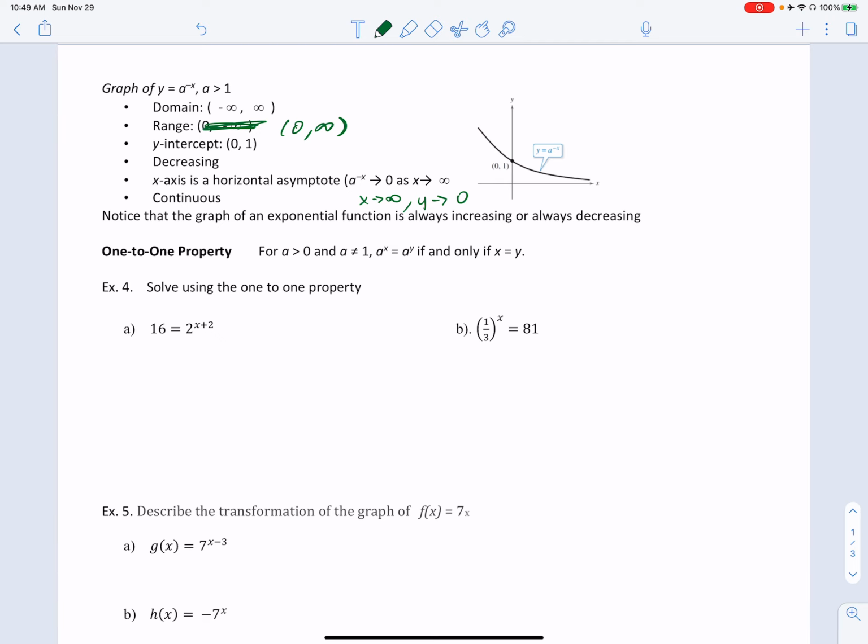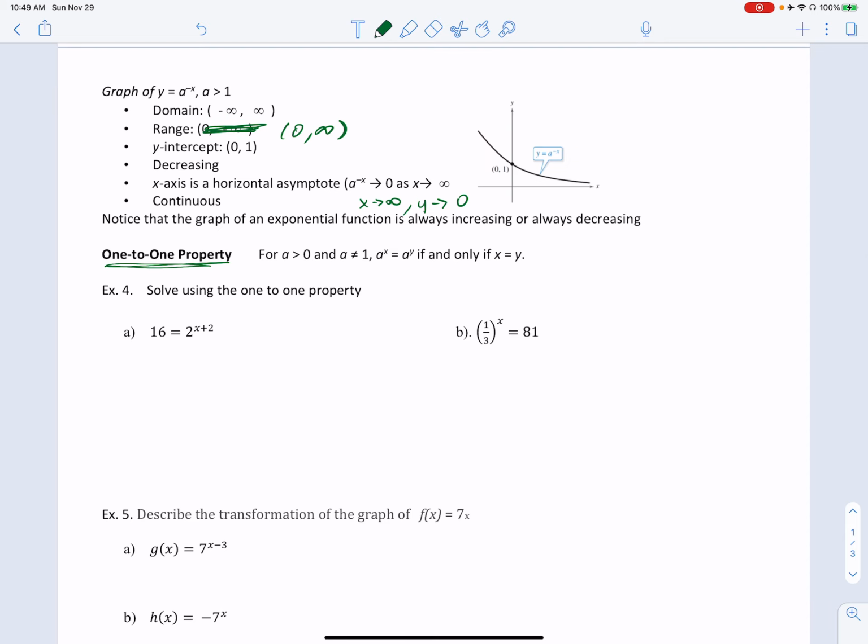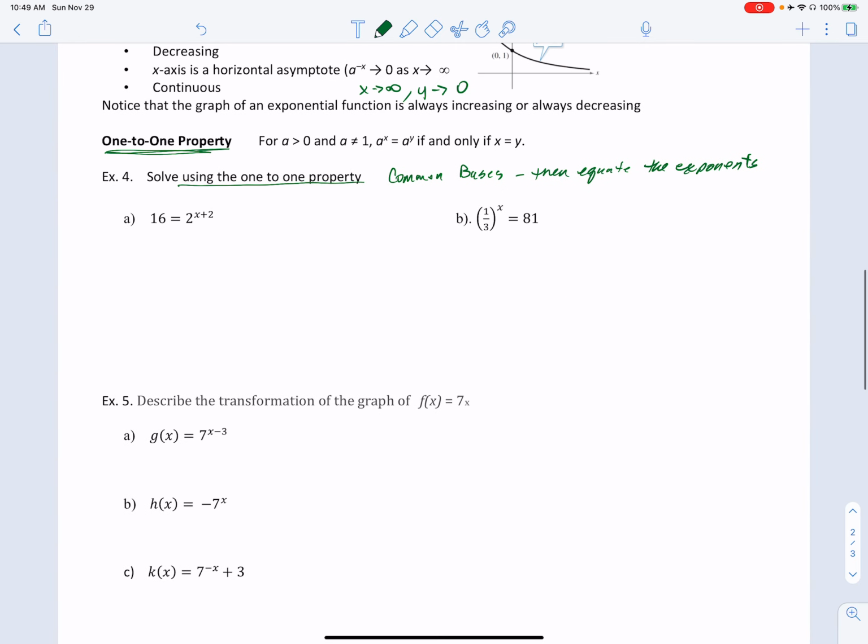All right, so now we have this one-to-one property. And when the directions are solved using the one-to-one property, you need to do them the way that we're doing these. You want to strive for common bases. So we're going to rewrite with common bases and then equate the exponents. These are specifically designed so that you can do them this way.